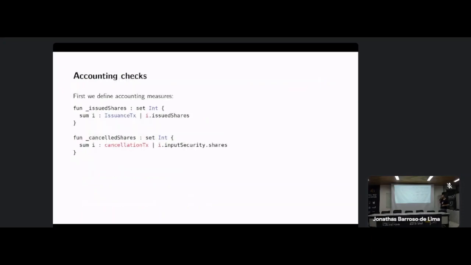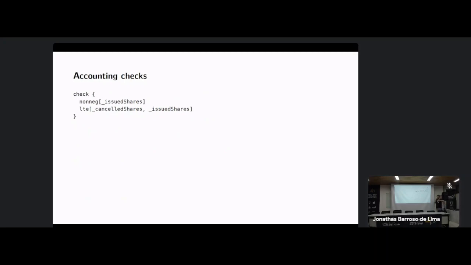And I also added a counting check. So I wanted to know how many shares were issued. So I look at all the transactions, I see if it has the field issued shares and sum it. And canceled shares, I look at all the cancellation transactions, I see the input shares and take it into account. And I can use these functions to check that in the whole system, there are always less or equal canceled shares than issued shares. And then issued shares are not negative, but this is a global property. But we managed to make it hold by stating local properties.